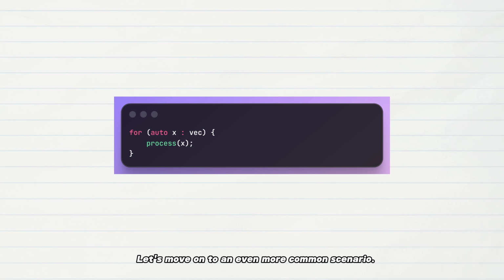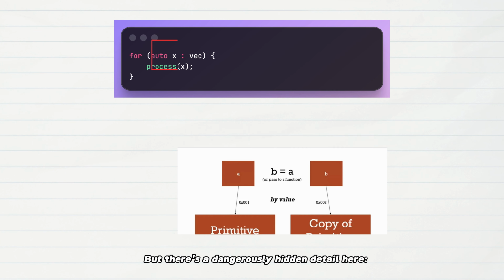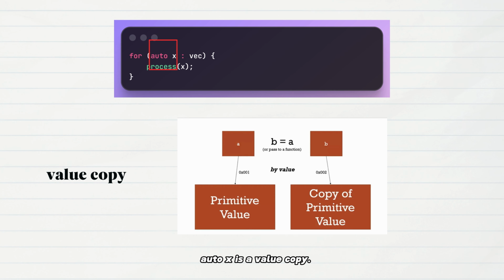Let's move on to an even more common scenario. Is there anything wrong with this code? Syntactically, it's completely fine. And it's super clean, no extra symbols, crystal clear at a glance. But there's a dangerously hidden detail here. auto x is a value copy.